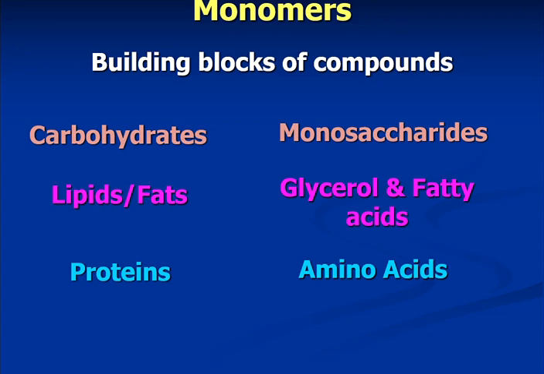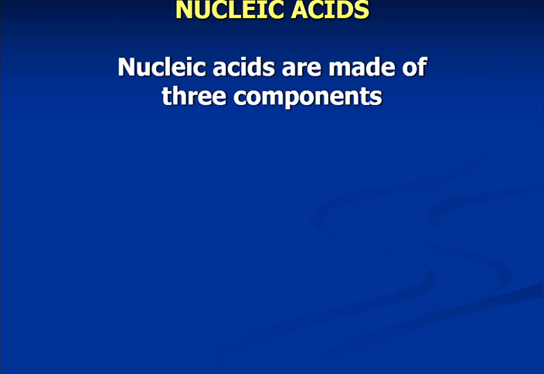But for this video, we want to focus on nucleic acids. And what is the monomer for a nucleic acid? That is a nucleotide. So let's break it down a bit. A nucleotide is made up of three components. All nucleic acids have these three basic components.